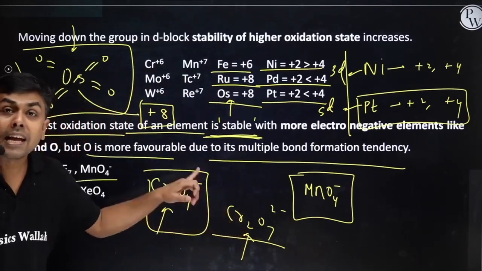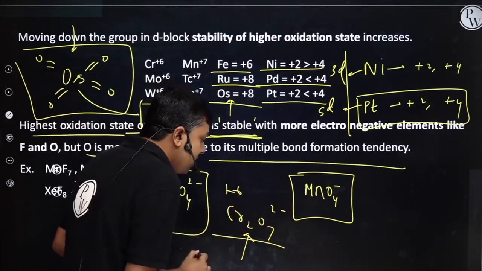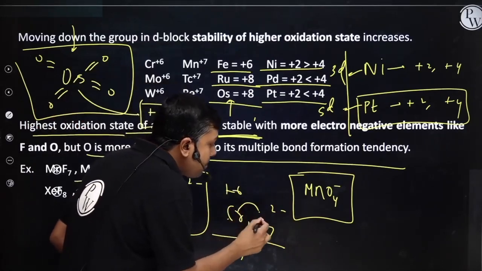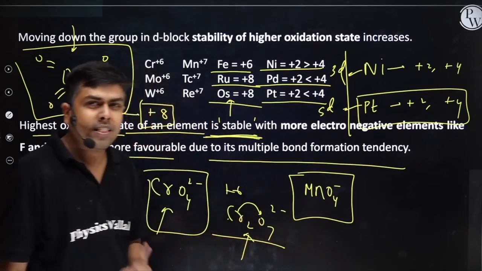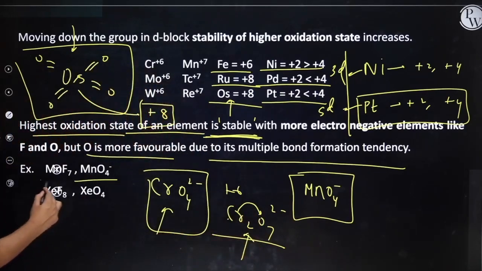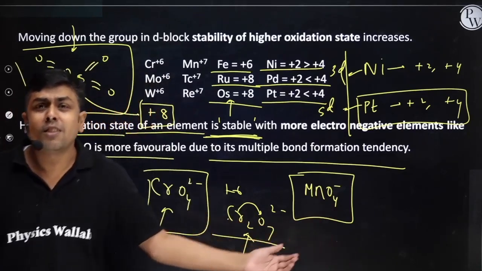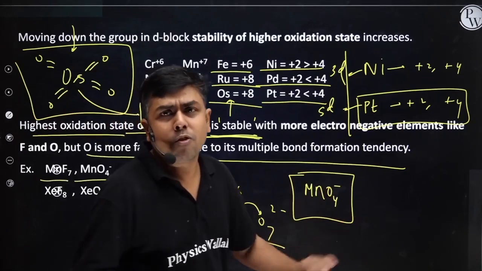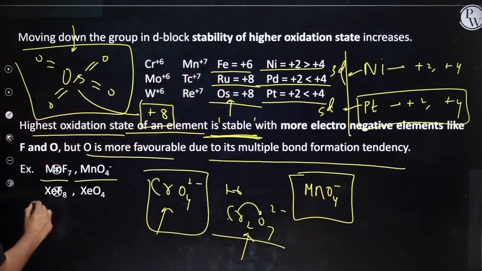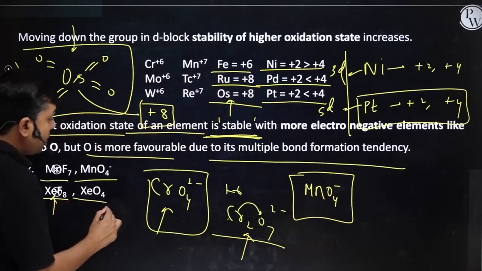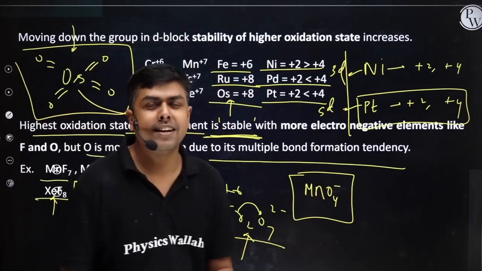And here the elements are there in the higher oxidation state, plus 6 oxidation state. Chromium has formed a compound with a highly electronegative element like oxygen. Now, this MnF7 does not exist. Why? Fluorine does not have a tendency to form multiple bonds. It does not form p pi d pi bond. Am I clear, students? MnF7 does not exist, but MnO4 exists. Am I clear? Let's move ahead.